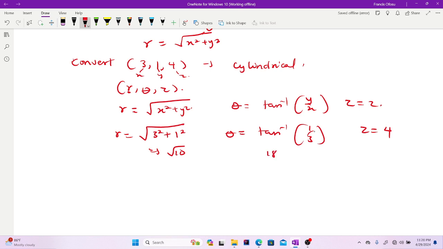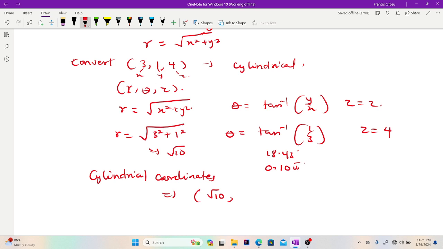Tan inverse of 1 out of 3 is 18.43 degrees. We have to divide it by 180, and that is 0.102 pi. So at this point, my cylindrical coordinate is giving us my r root 10, comma my theta 0.10 pi, comma my z 4.